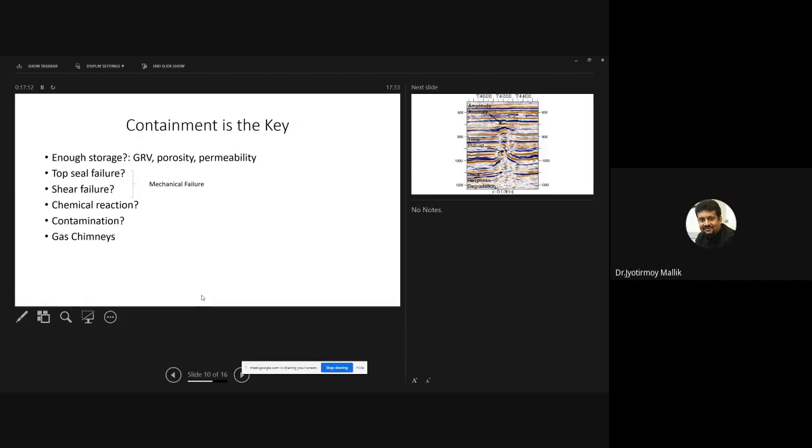Okay. So the important thing is containment is the key. What does containment mean? That the carbon dioxide that I have put inside the ground needs to stay there for maybe at least 10,000 years. Over the next 10,000 years, you have to prove that the carbon dioxide will not come out of the ground.